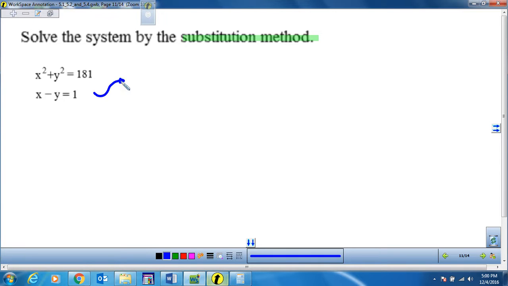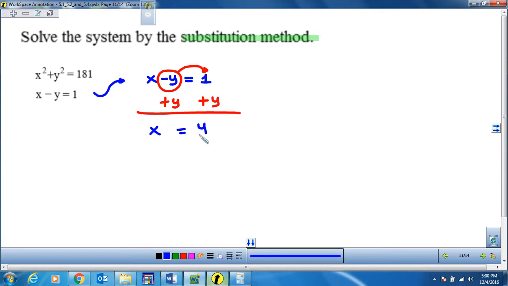Find the easiest thing to do all the time. There's always an easier route, and there's always a more complicated way of getting the same answer. So this time I'm going to choose the second equation. I'm going to solve for x, let's say. I could have solved for y, but I'm going to choose to solve for x. And so I'm going to do x equals y plus 1, or 1 plus y, however you want to write it down. So let's say this is step 1.